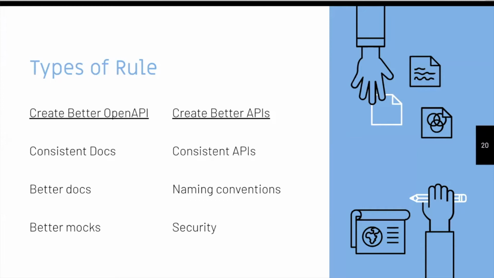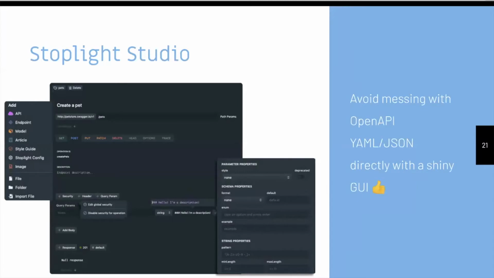But creating better APIs is all about making the APIs themselves more consistent: the naming conventions, the URLs, the security approaches you use, all the things that we talked about as problems before. And Stoplight Studio helps with this.